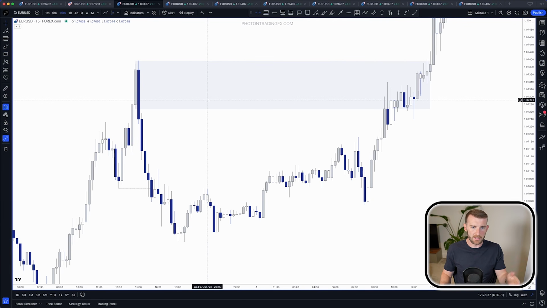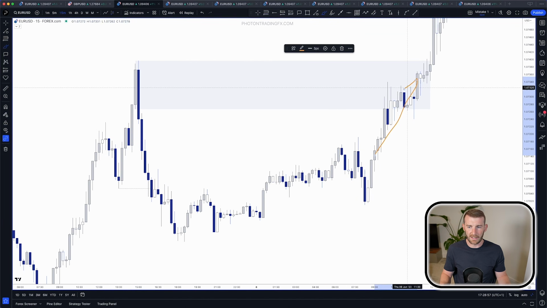So on first glance, if we look at this supply zone, it looks pretty decent, right? It led to a break of structure, which means that a fair amount of money must have come in, right? A fair amount of supply in order to achieve that, a decent amount of momentum. Arguably there's a bit of a mini double top there, so we can say that it has potentially swept a decent amount of liquidity there. So it looks pretty decent.